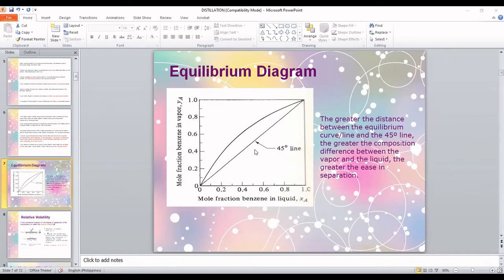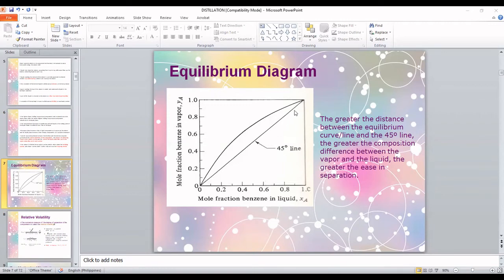Now, in this particular equilibrium diagram, you have on the horizontal axis the mole fraction of benzene in the liquid phase, and on the vertical axis, the mole fraction of benzene in the vapor phase. If you can still recall the table that has this relationship between XA and YA, if you construct it, you will have this particular curve for the system benzene and toluene. And by the way, this system benzene and toluene is an ideal system.